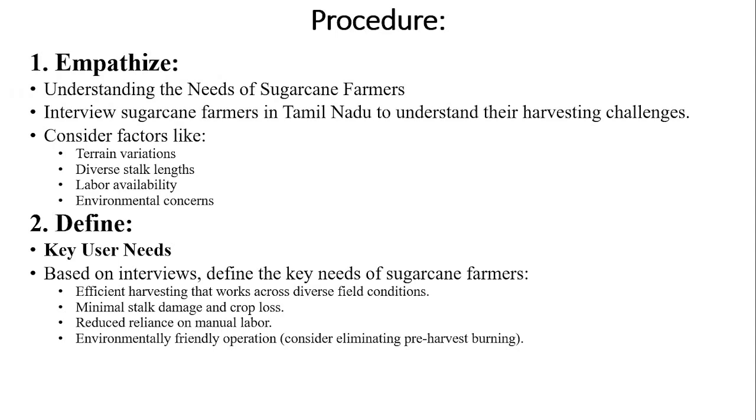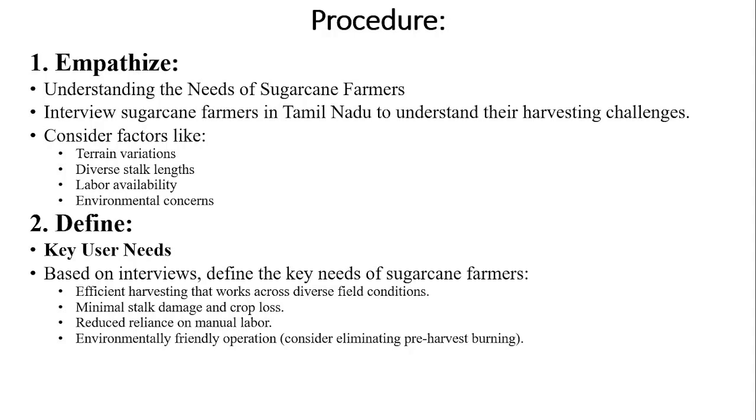Here I utilize the design thinking process, which starts with empathize. First I understand the user needs, so I understand the needs of sugarcane farmers. I conducted interviews with sugarcane farmers in Tamil Nadu to understand their harvesting challenges. The factors I considered during the interview session were terrain variations, because a lot of hills and valleys are available inside the farm, and diverse stalk lengths. All sugarcane stalks do not have a uniform length.